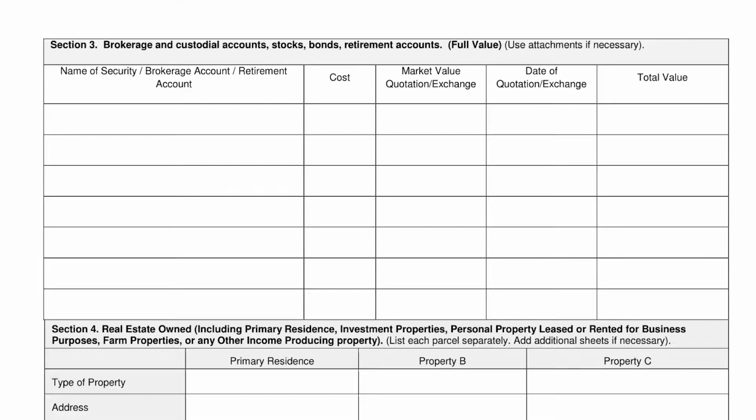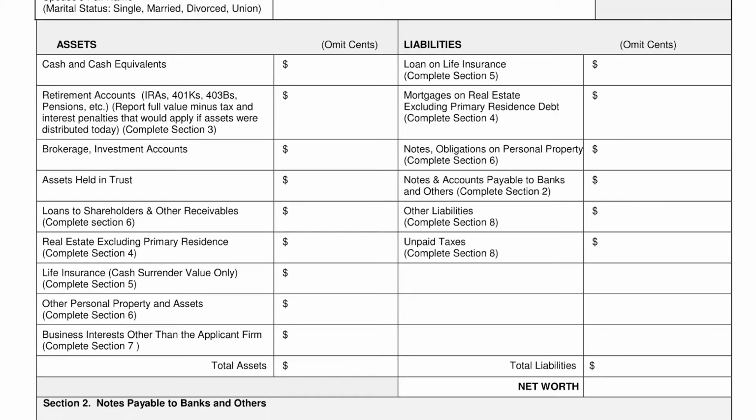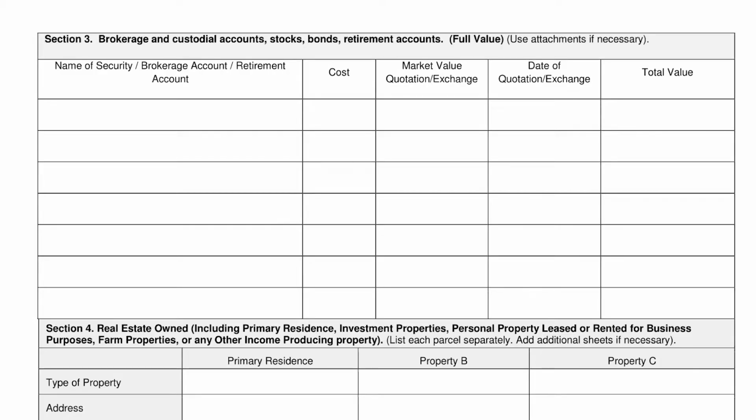on page 2. Brokerage and custodial accounts, stocks, bonds, retirement accounts. Report total value on page 1 and on page 2, Section 3. Enter the name of the security, brokerage account, retirement account, etc., the cost, market value of the asset, the date of quotation, and total value as of the date of the PNW statement.